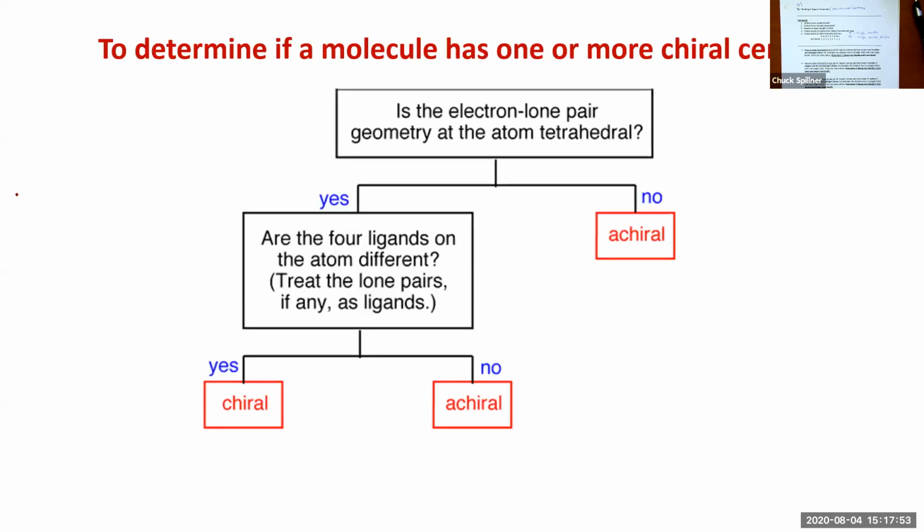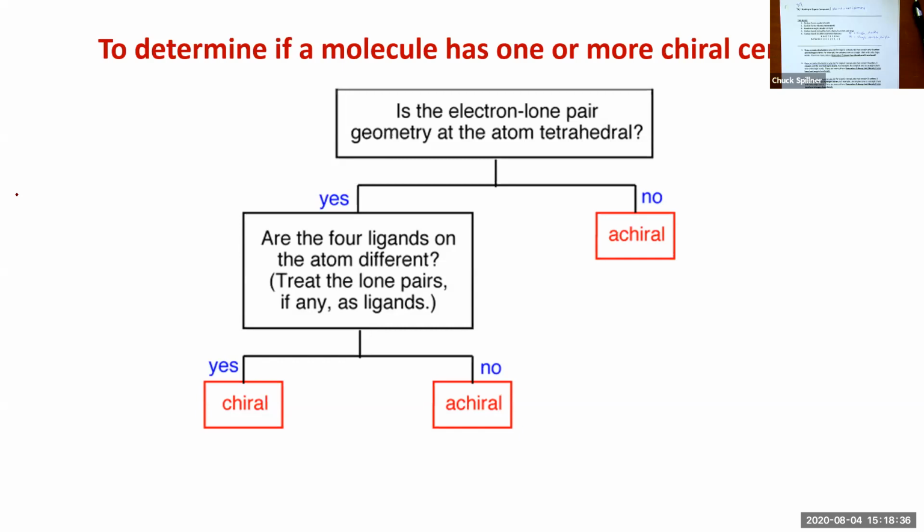So how do you determine if a molecule has 1 or more chiral centers? You can include the lone pair in the electron geometry. First of all, it has to have 4 single bonds around the atom. Double bonds or triple bonds negate the atom from being chiral. If you have 4 single bonds, the geometry is going to be tetrahedral. That's what that first question means. So it has to be tetrahedral at first.